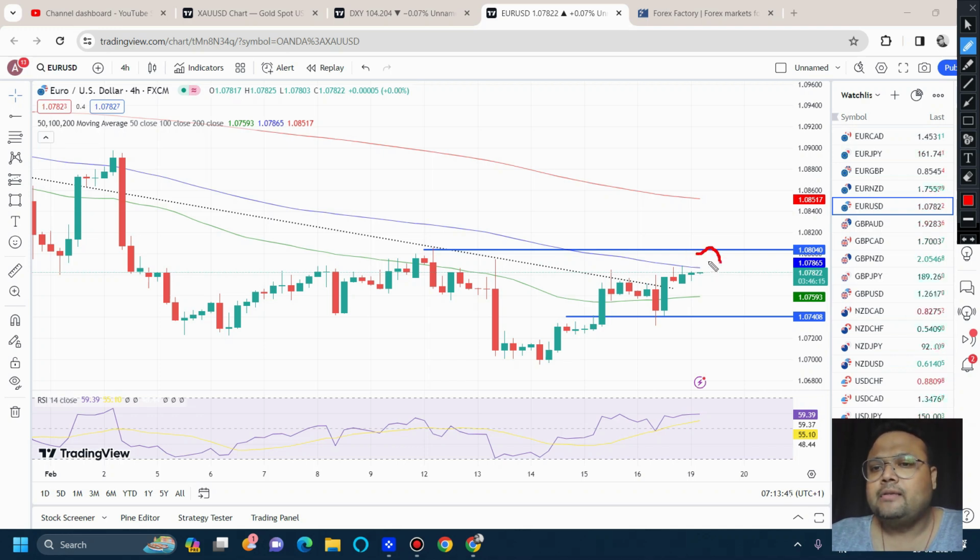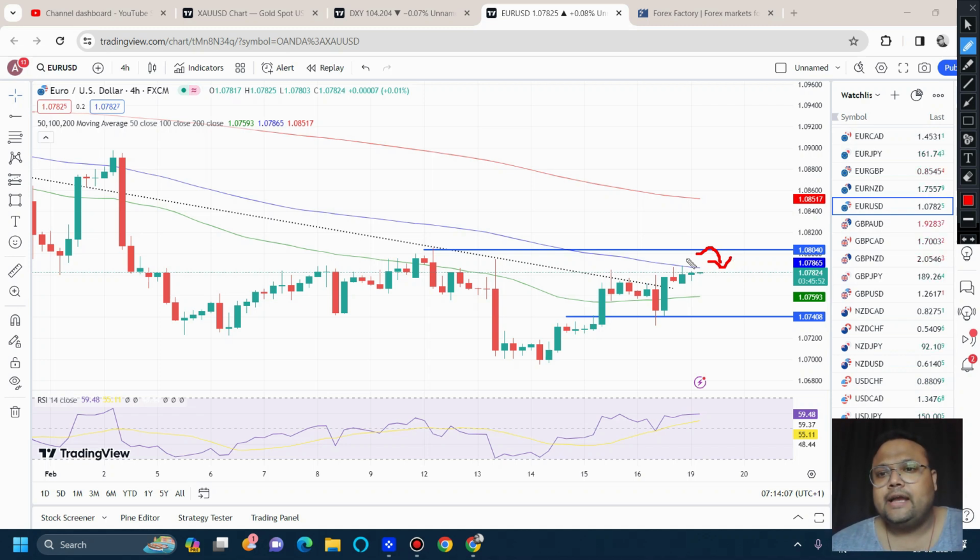So if the market reverses, we can look for a sell position, or we can hit the sell button, but yes, with proper risk management, because during the US session, if the market suddenly forms a big green candle, you will be trapped. So don't make the mistake, follow proper risk management, and then take the sell position.